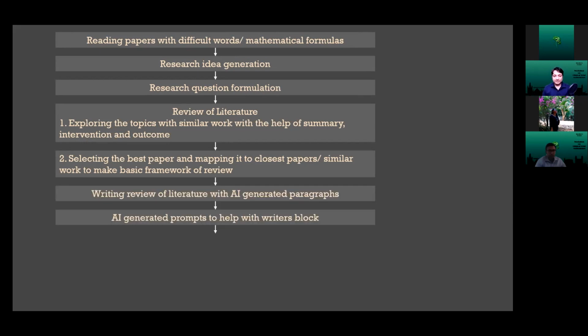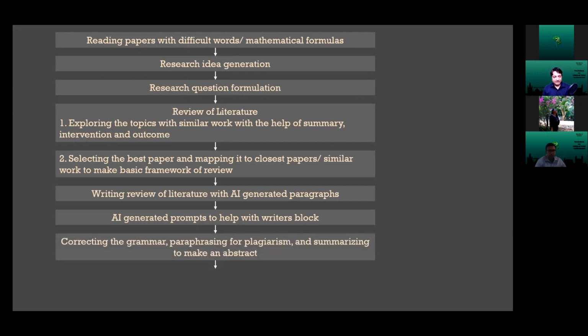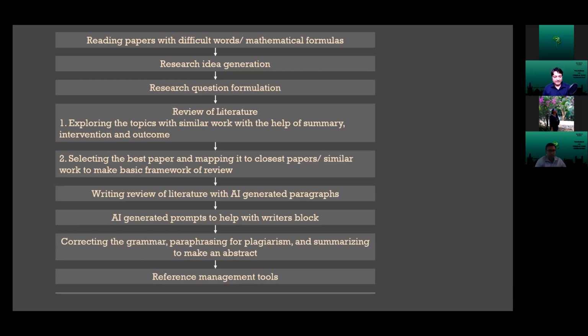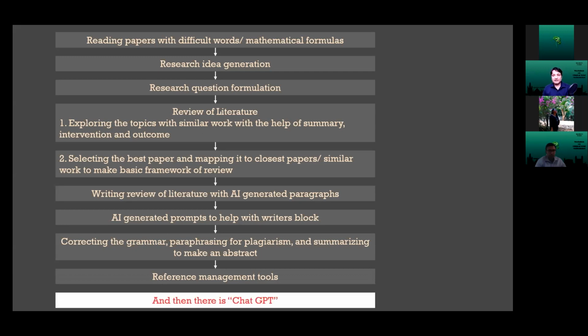Then, of course, the AI can generate the whole paragraph. It has the power to generate paragraphs. It can help you with writer's block. It can help you in paraphrasing, grammar, plagiarism checking, and summarizing the abstract. These all things can be done. Then finally, we come to the reference management tools, which will help you manage the references. And then finally, we'll talk about ChatGPT.